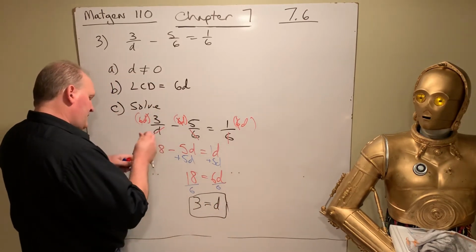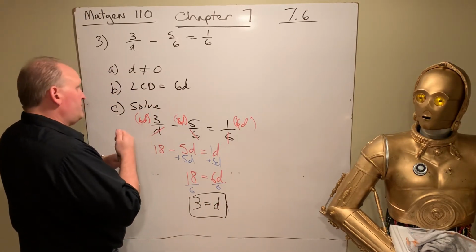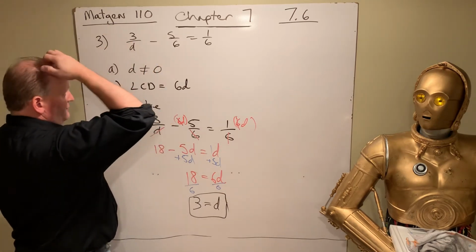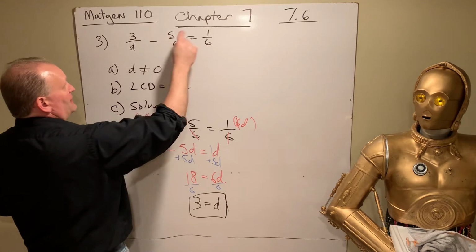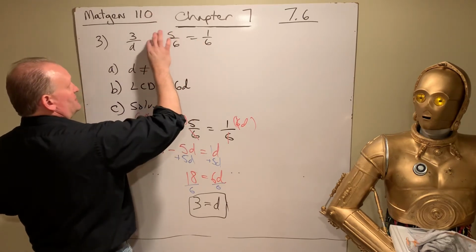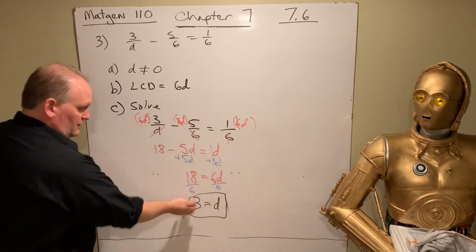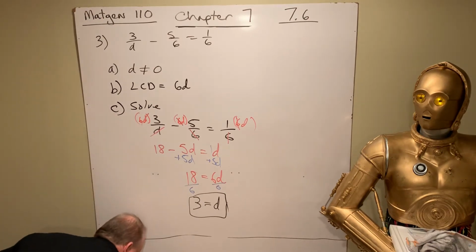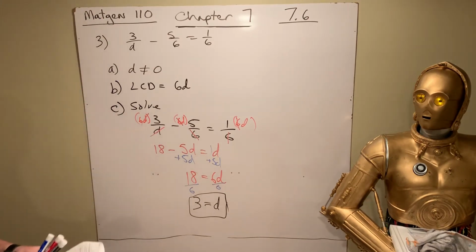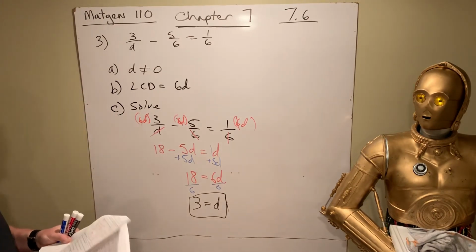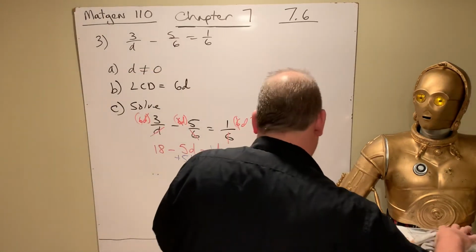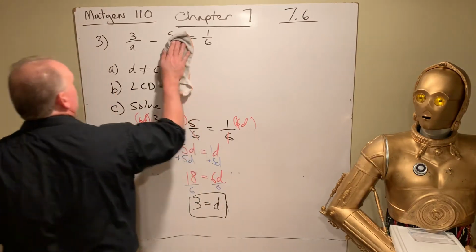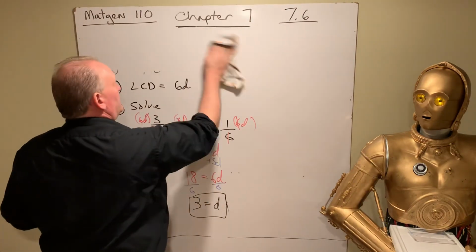So if you substitute a 3 back into the original, if I put a 3 right there, I would have 3 over 3 is 1, 1 minus 5 sixths, that's 6 sixths minus 5 sixths is 1 sixth. So it completely works. All right, let's look at the next page. That's solving for a variable and then cross multiplying and solving.